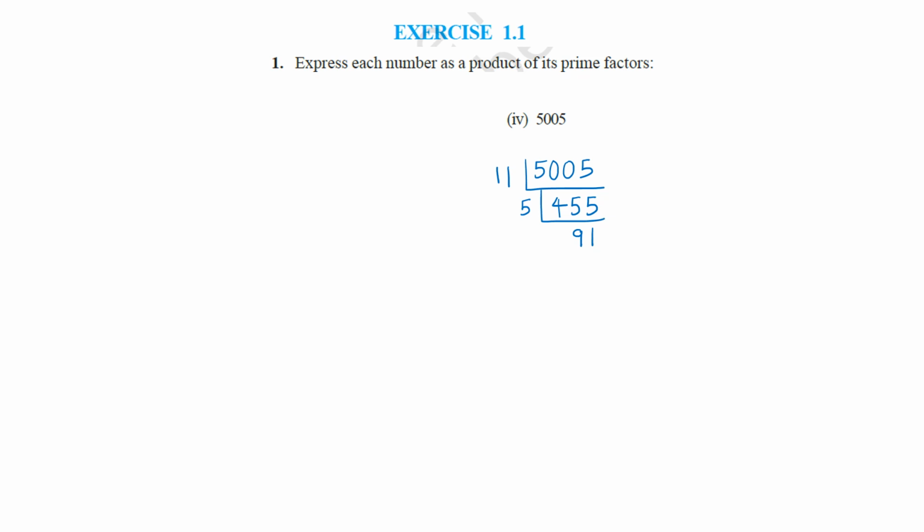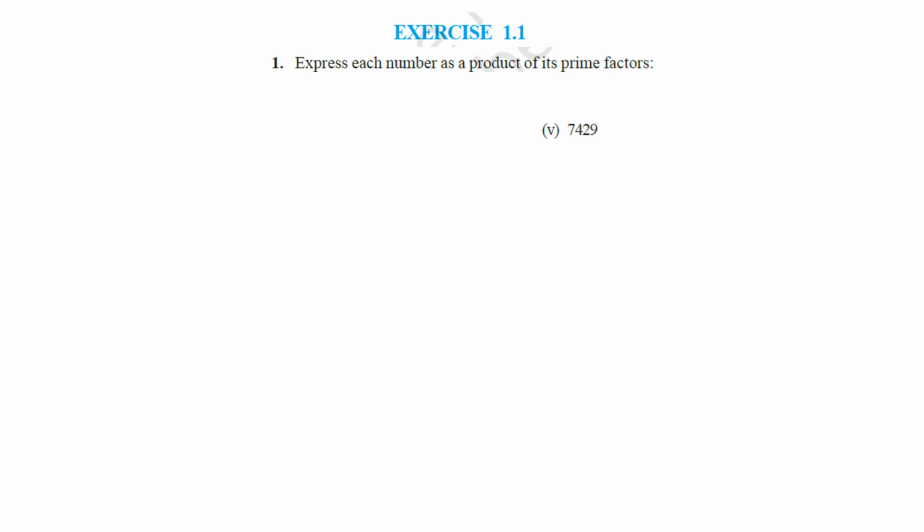Now 455 you can divide by 5. And coming to 91, if you recall the multiplication table, it is 13 times 7. So that's why I said it is pretty important. It is very important to memorize the multiplication table of prime numbers. Very important skill.